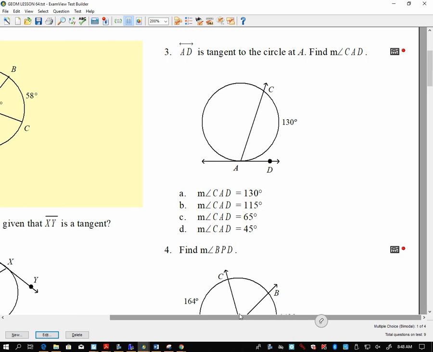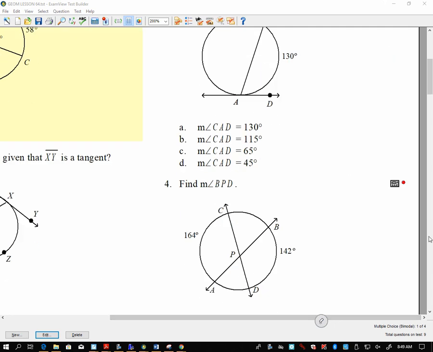We want measure angle CAD. Maddie, what are you going to do with the 130? It's just like the last one we did. Divide by 2. What's 130 divided by 2? 65. Okay? Again, not hard, just so long as we understand the relationship. Okay? Let's look at number 4.